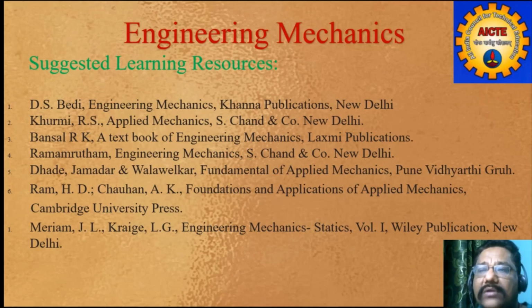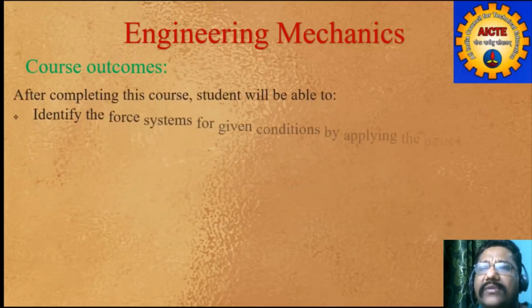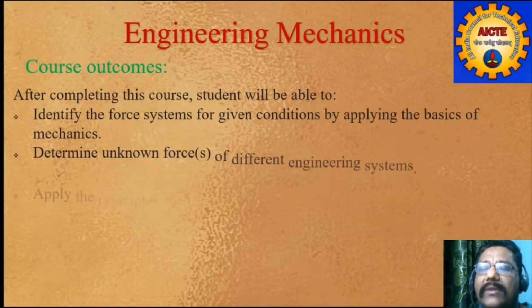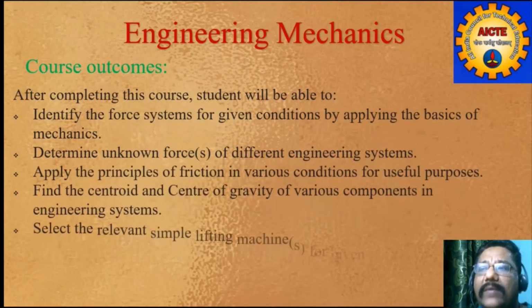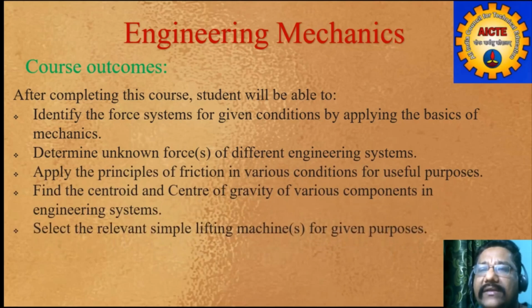The course outcomes are: after completion of this course, a student will be able to identify the force system for given conditions by applying the basics of mechanics, determine unknown forces of different engineering systems, apply the principles of friction in various conditions for useful purposes, find the centroid and center of gravity of various components in engineering systems, and select the relevant simple lifting machines for given purposes.